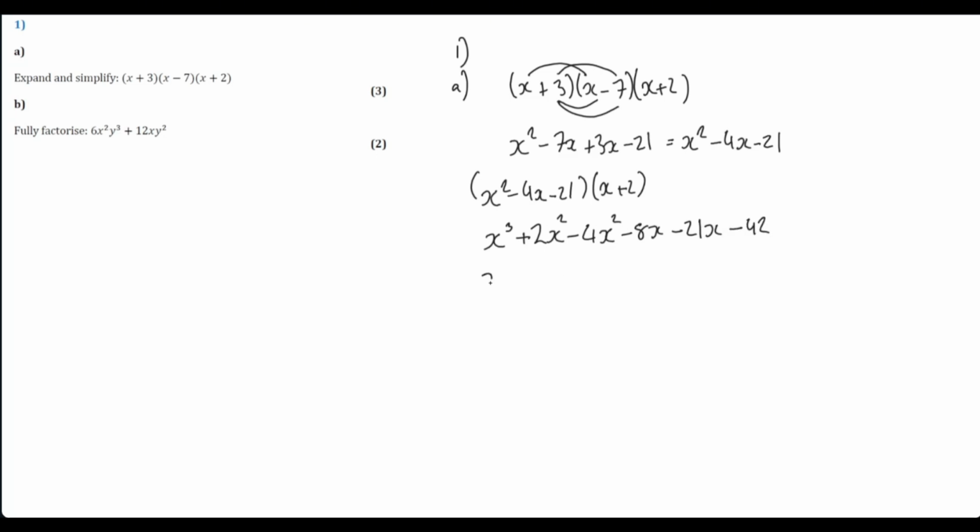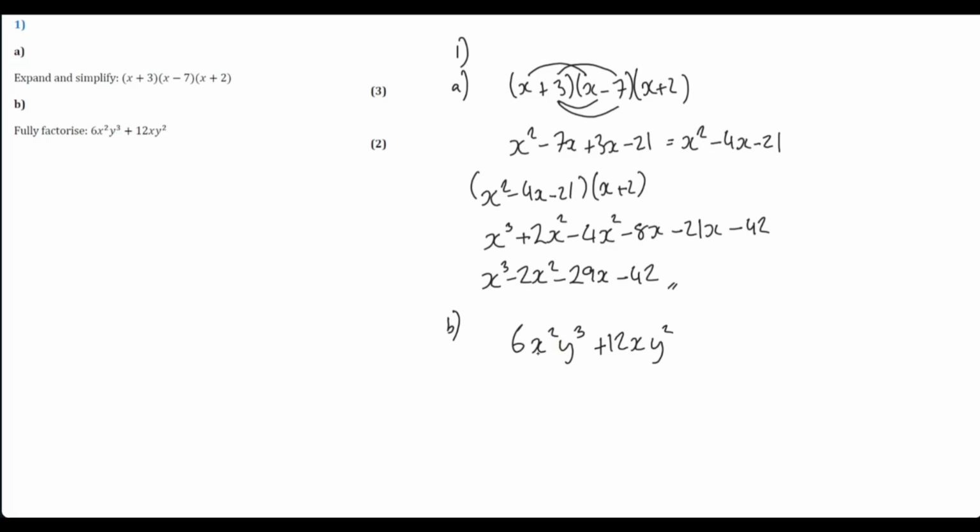And simplify the terms. X cubed minus 2x squared, that's minus 29x, minus 42. Just be careful with the negatives there. That's finished. Part B. We have a factorising question here. We have two terms, so this would be single brackets.